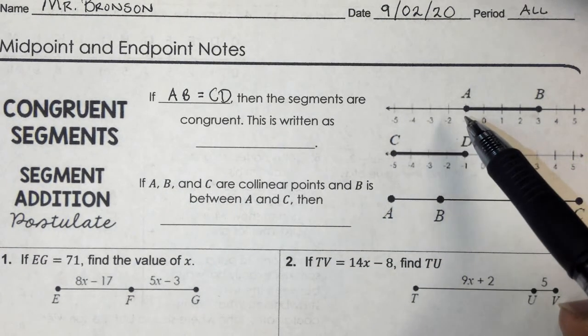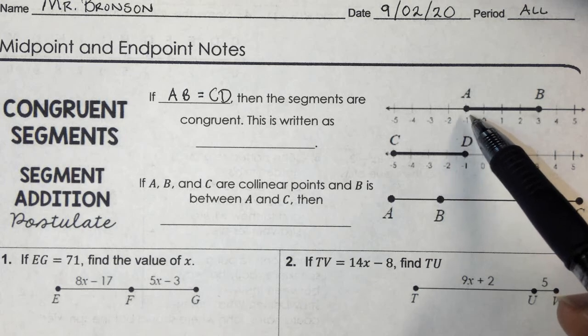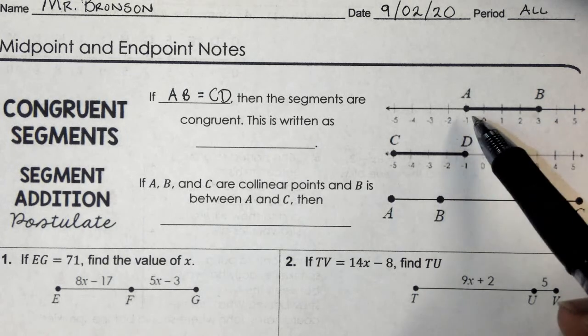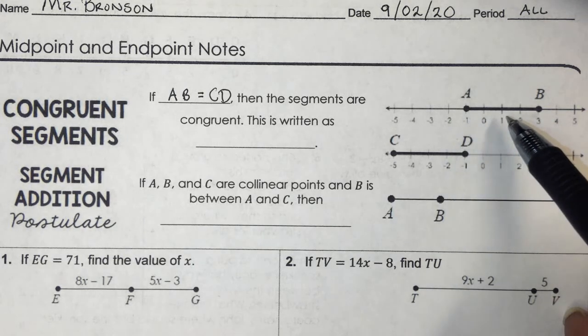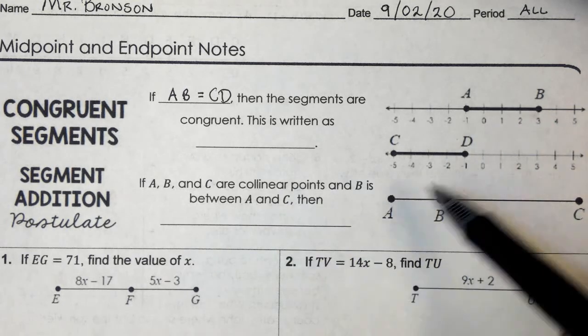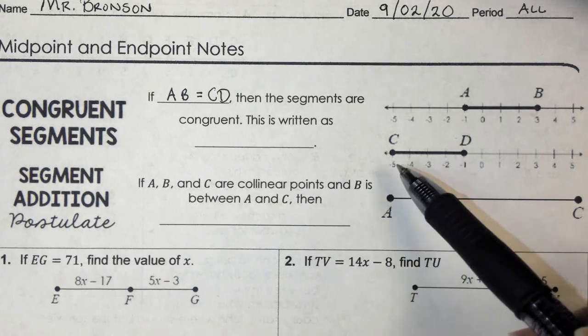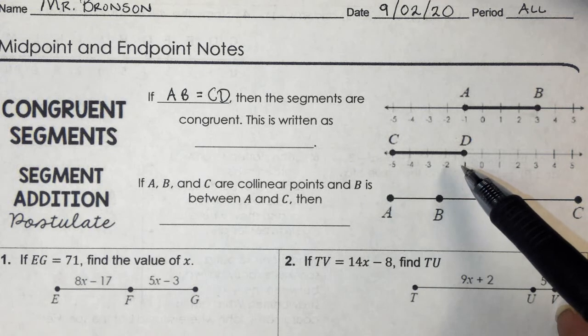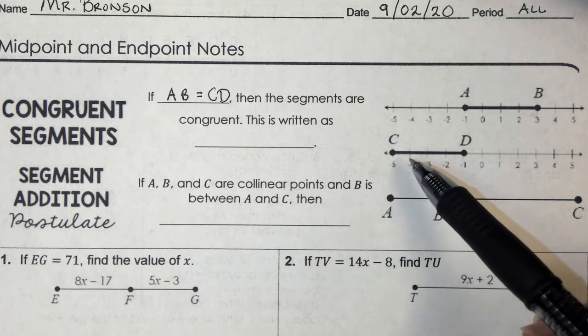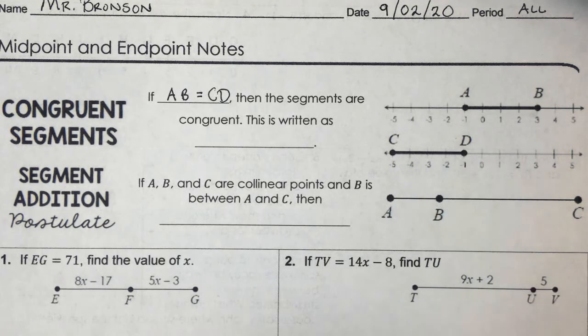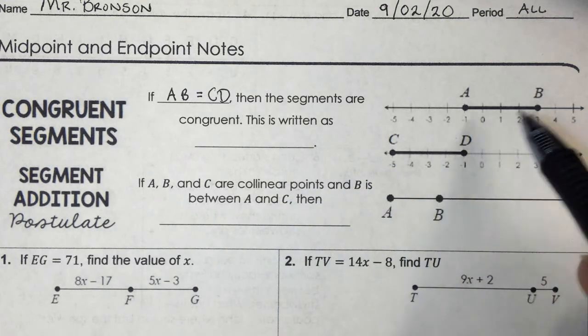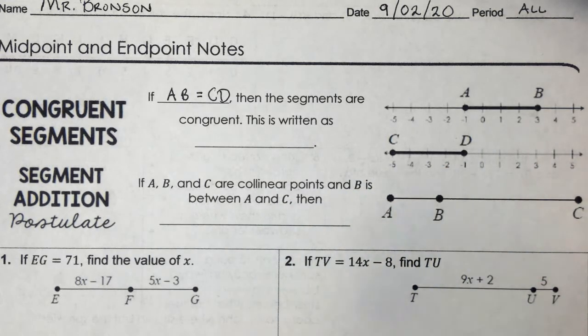This segment, A to B, goes from -1 to 3. Now if you count those spaces, that's 1, 2, 3, 4 spaces. This other one, CD, goes from -5 to -1, excuse me. That's 1, 2, 3, 4 spaces. So these two segments are congruent even though they're in different spots on the number line. They're both 4 spaces. So the statement says if AB is congruent to CD, then the segments are congruent.